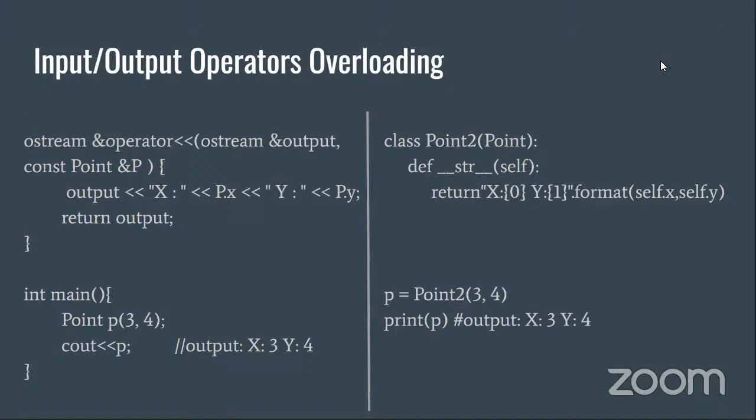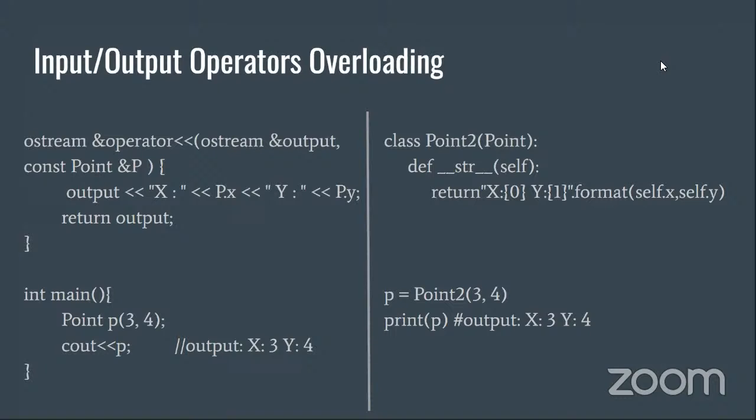We are defining this operator less than because we will be returning the reference of the type ostream. In the function, we write output less than x, less than p.x, less than y, less than p.y. So we're just inserting into the stream in output, and then we're returning the reference to that output.